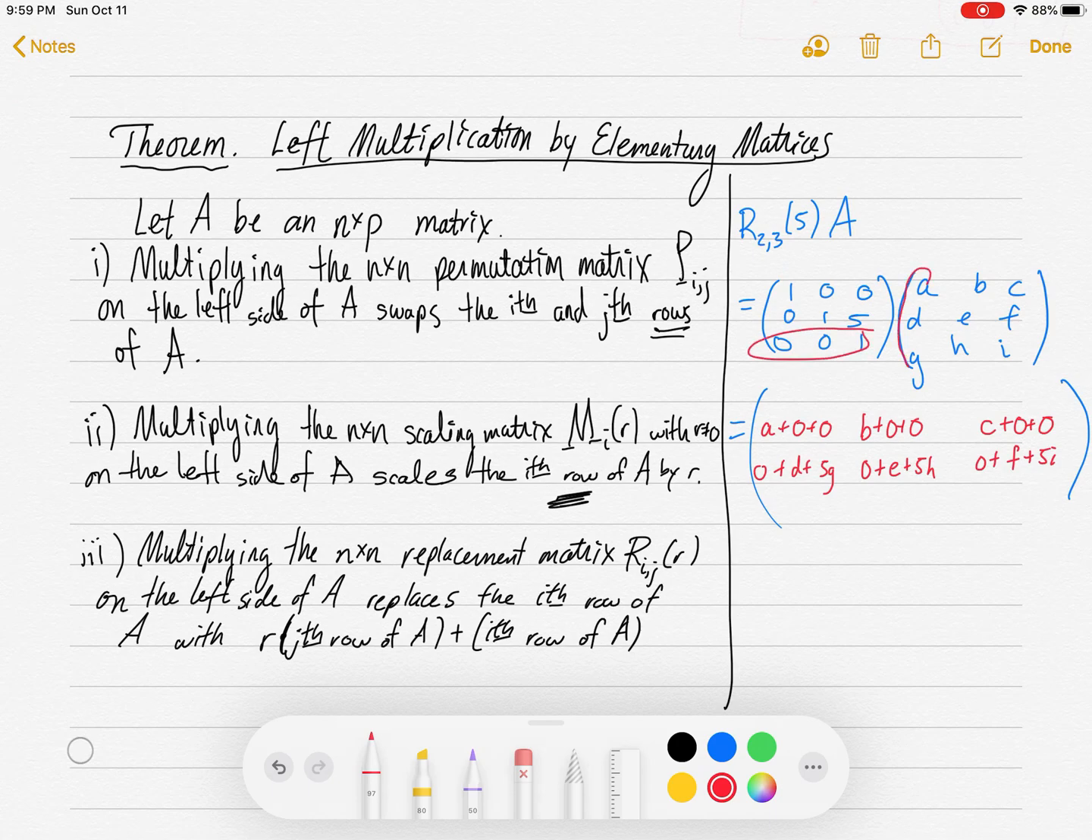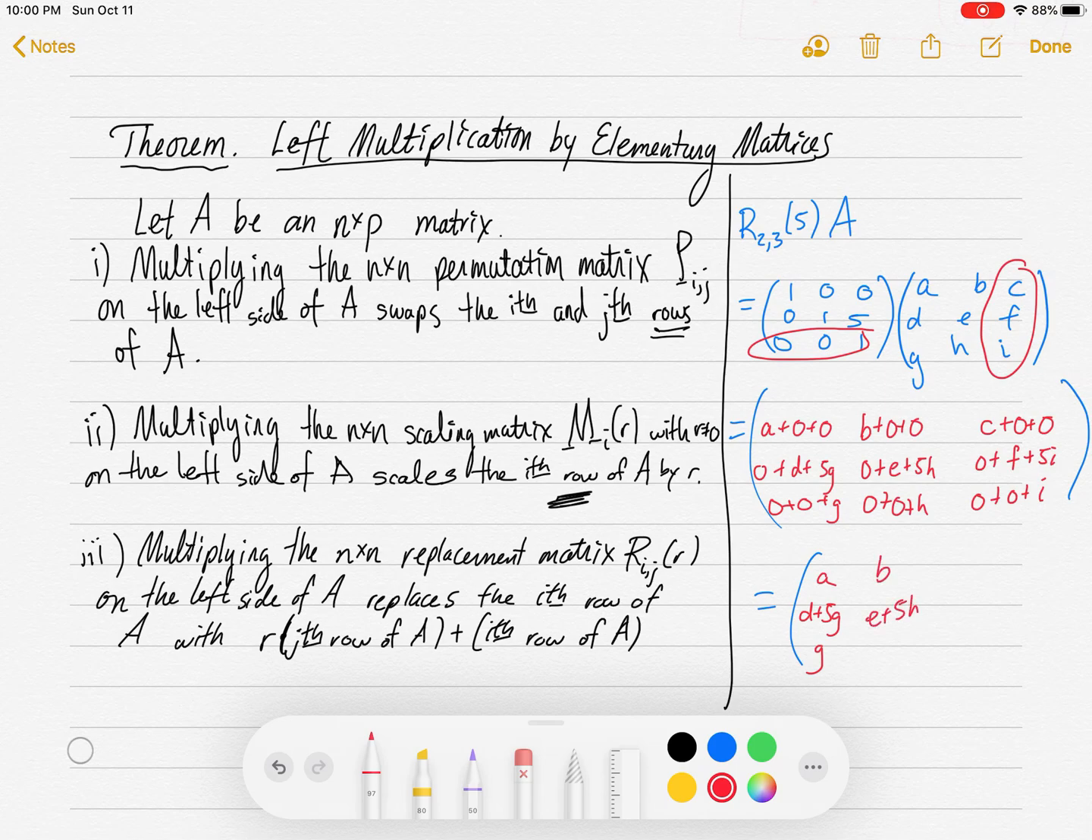Now let's do the third row entries. Oh, I lost some stuff. That was supposed to be a 0 right there. Supposed to be a 5 right there. Okay, let's go back. Dot product, third row, first column is going to give me 0 plus G. All right, third row, second column dot product, 0 plus H. And third row, third column dot product is going to be 0 plus I.